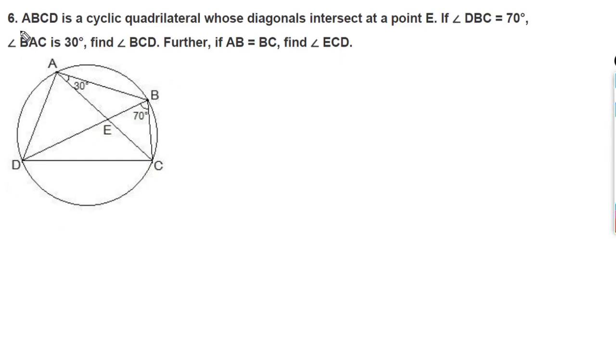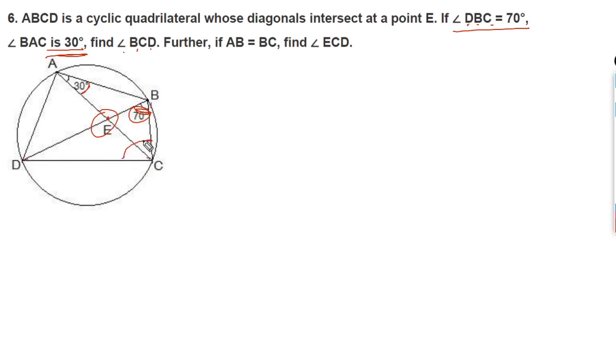So now we'll discuss question number 6. ABCD is a cyclic quadrilateral whose diagonals intersect at point E. You can see diagonals AC and BD are intersecting at point E. If angle DBC is equal to 70 degrees, and angle BAC is equal to 30 degrees, find angle BCD.